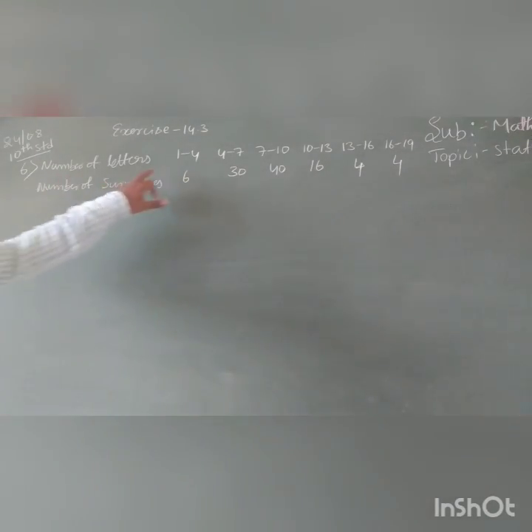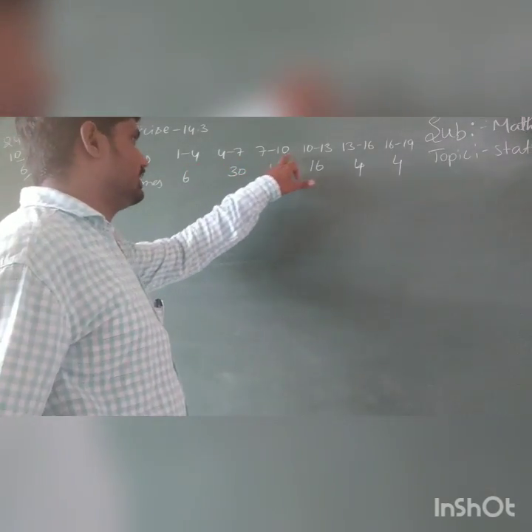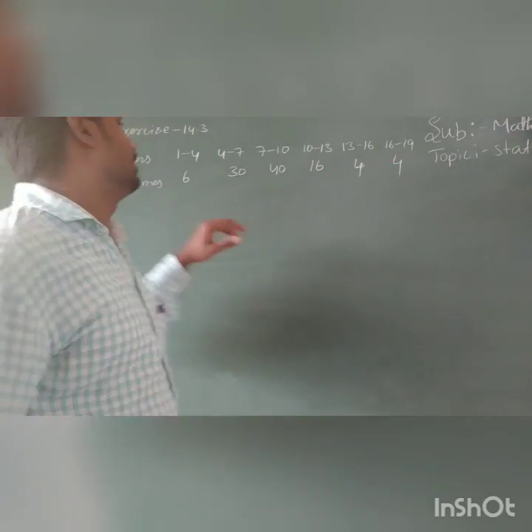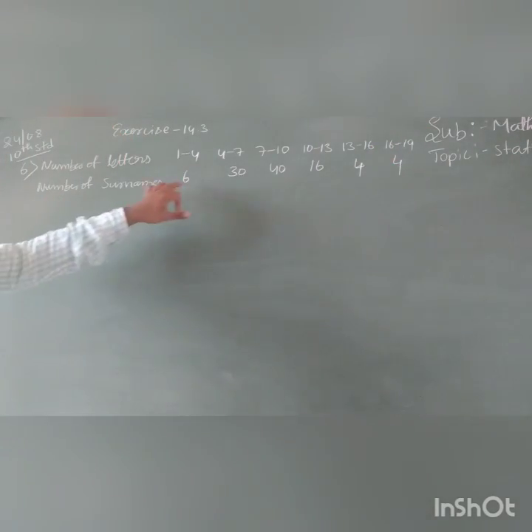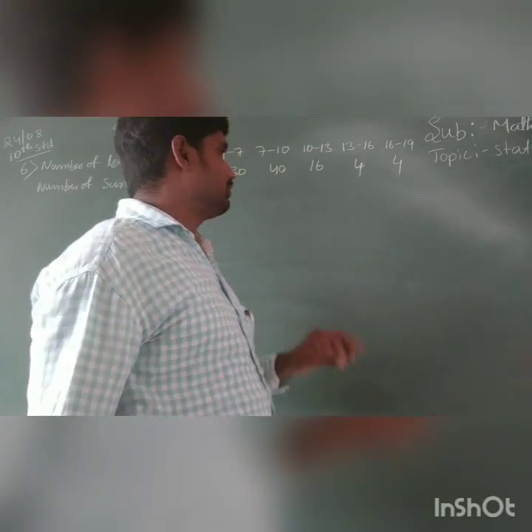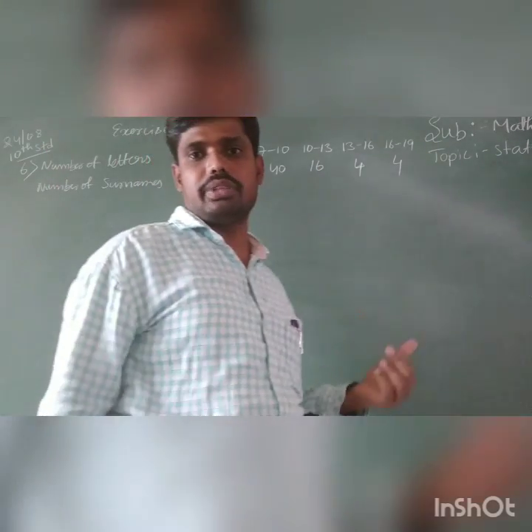See, number of letters 1 to 4, 4 to 7, 7 to 10, 10 to 13, 13 to 16, 16 to 19. This is the class interval. Corresponding frequency, number of surnames: 6, 30, 40, 16, 4, 4 is the frequency. Now find mean, median and mode of the given data.